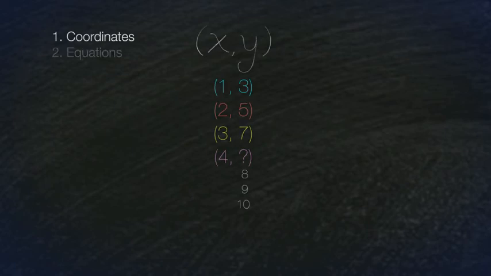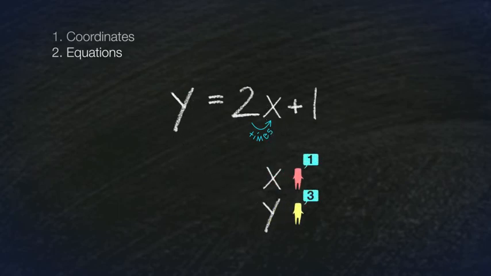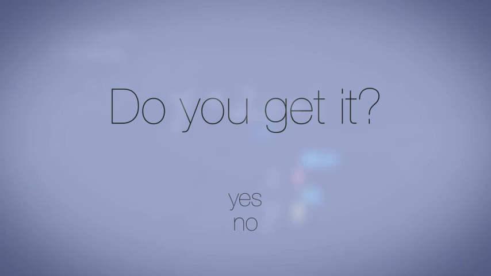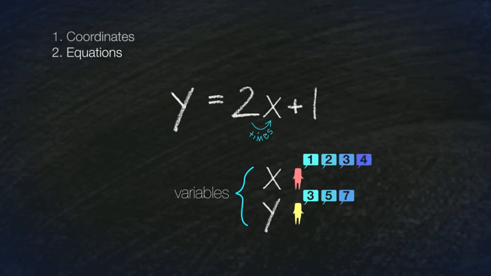Modality 2. Equations. What you say equals 2 times what I say plus 1, so y equals 2x plus 1. In algebra, 2x means 2 times x, or in this case, 2 times what I say, because remember, x stands for what I say and y stands for what you say. Do you get it? What we say varies and changes, so we use the term variable. Variables give you the power of many choices.